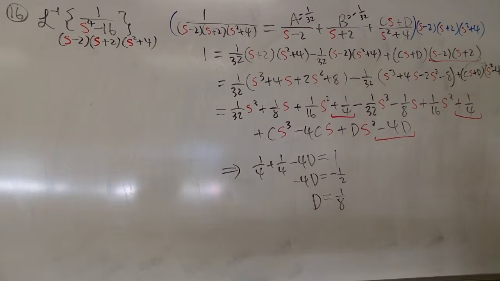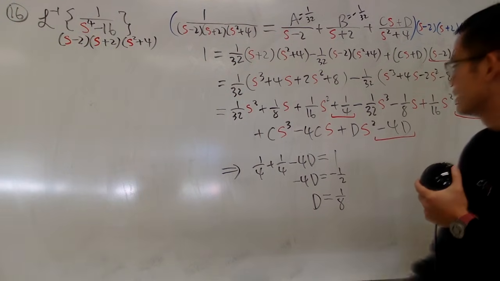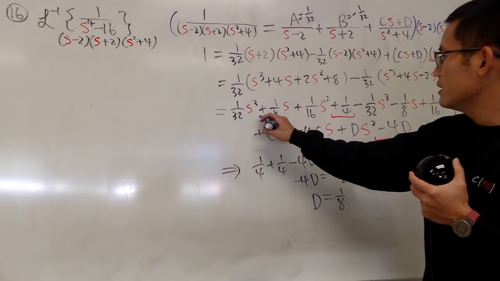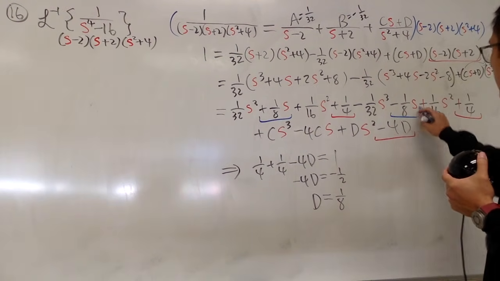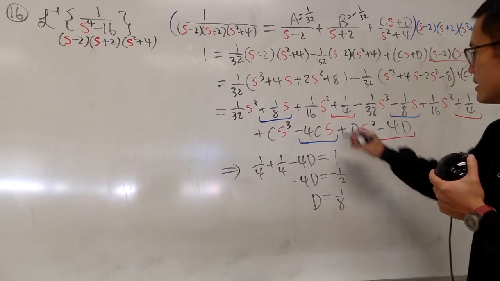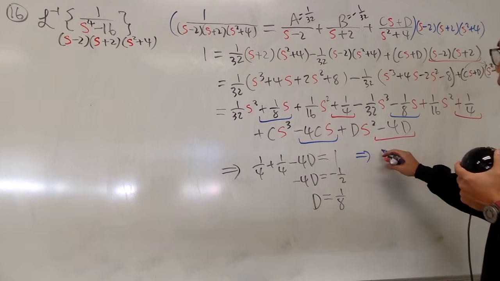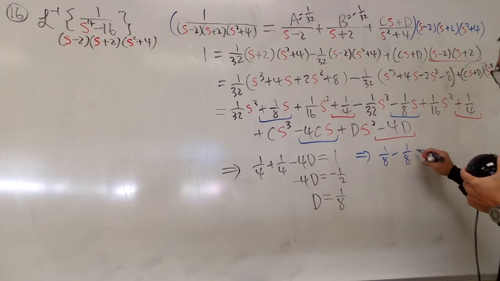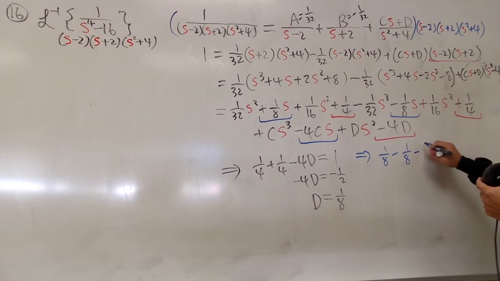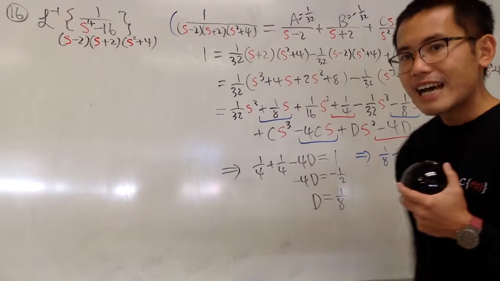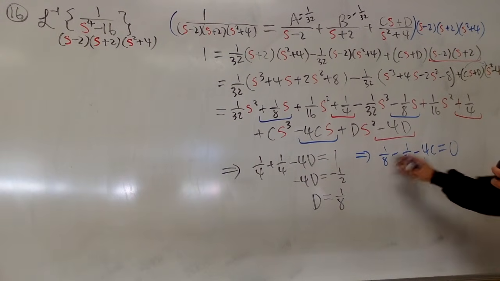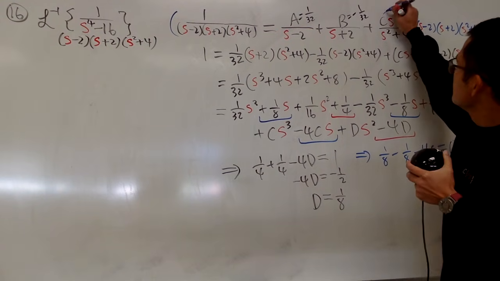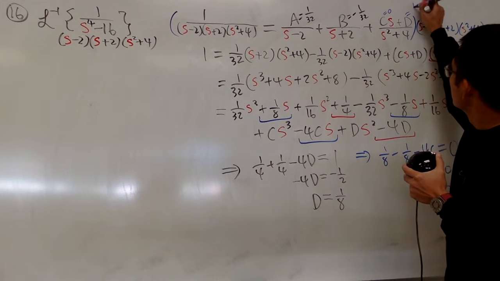Now how about C? Okay, with the s. Let's see. Here is the one with s, here is the one with s, and here is the one with s. So this implies the coefficients, we have 1 over 8 minus 1 over 8, and then minus 4c. There's no s on the left-hand side, so it has to be equal to 0. This is 0, so negative 4c is equal to 0. C has to be equal to 0. Okay, done. C is 0, D is 1 over 8.